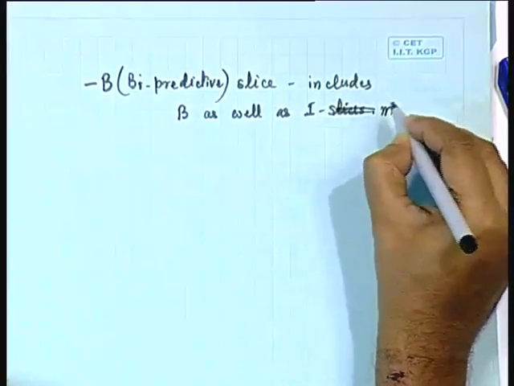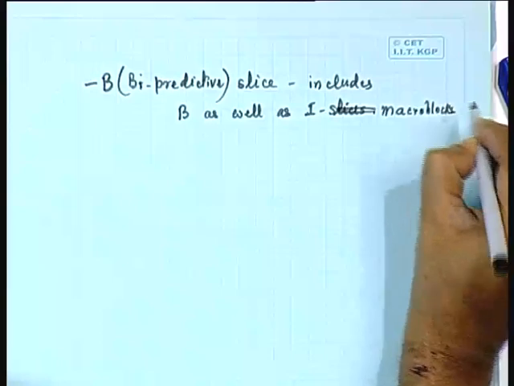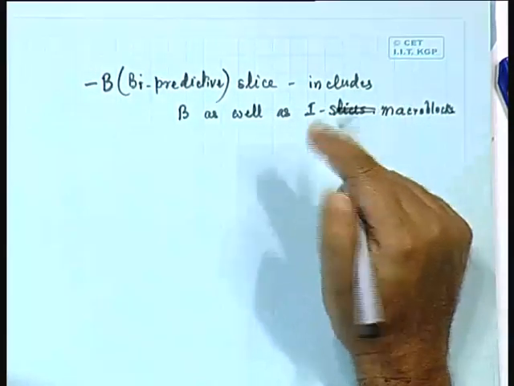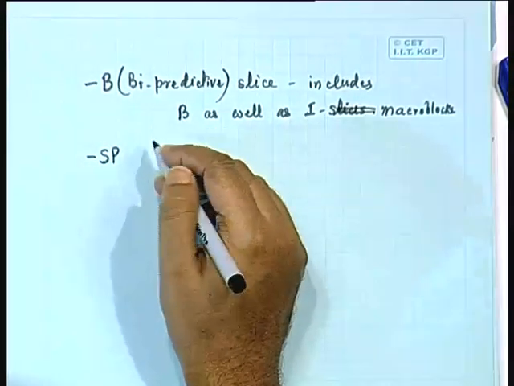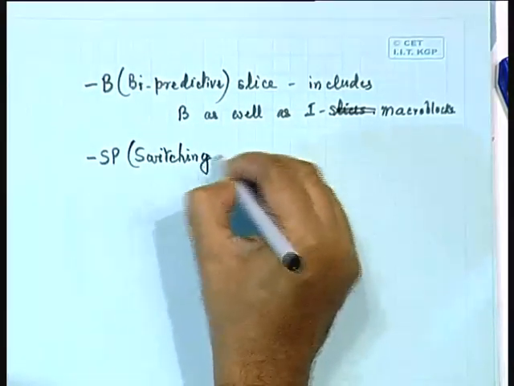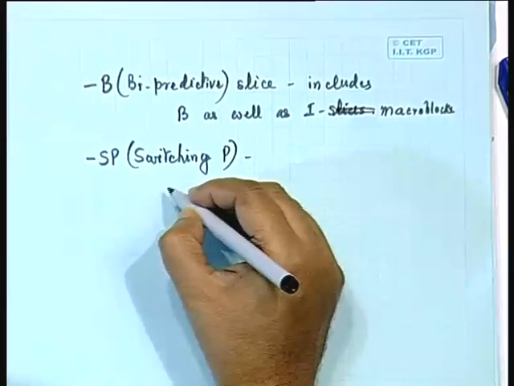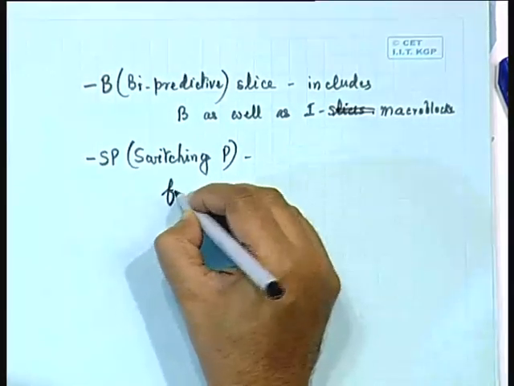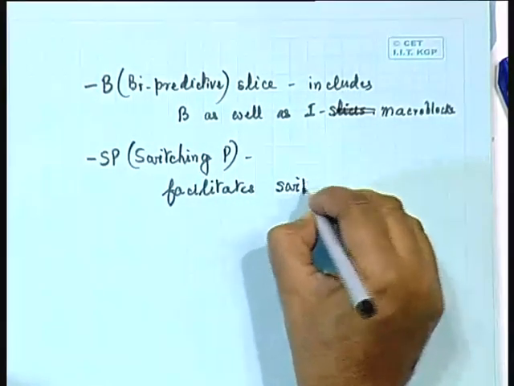Now, in B slice we include B as well as I macro blocks. And then there are also two very advanced slice types. One is what is referred to as the SP, whose full form is the switching P slice. This facilitates switching between the coded streams.